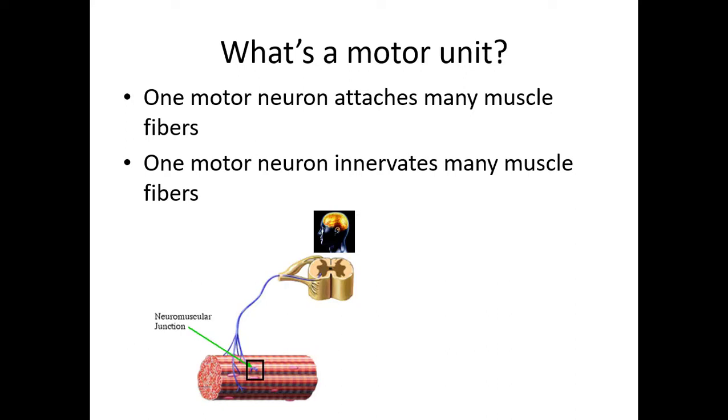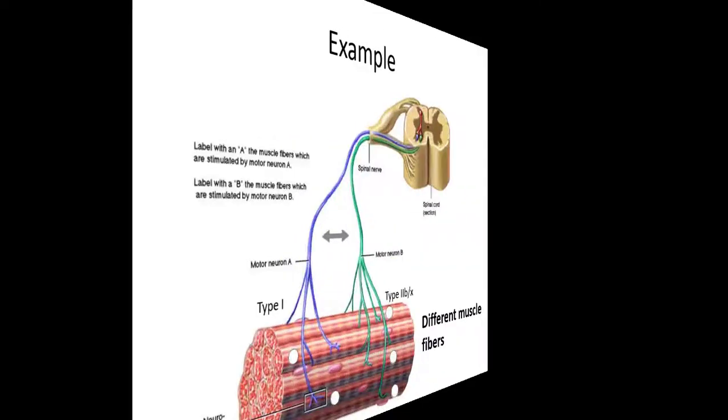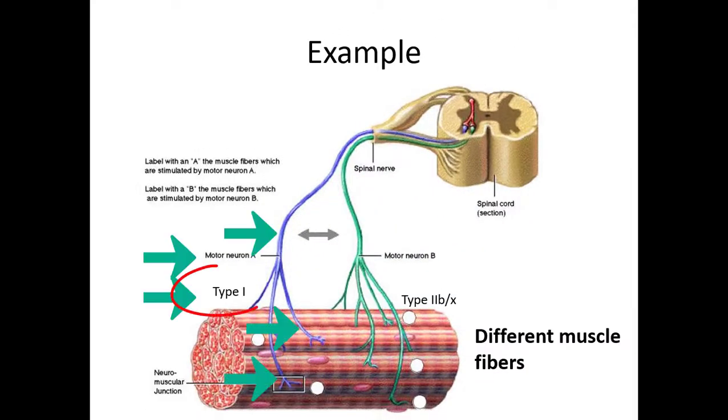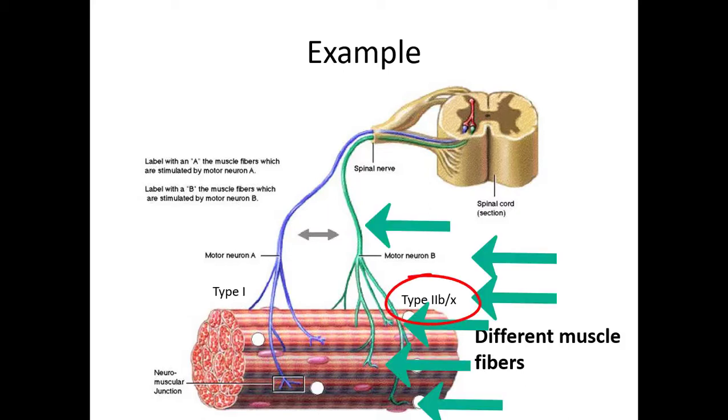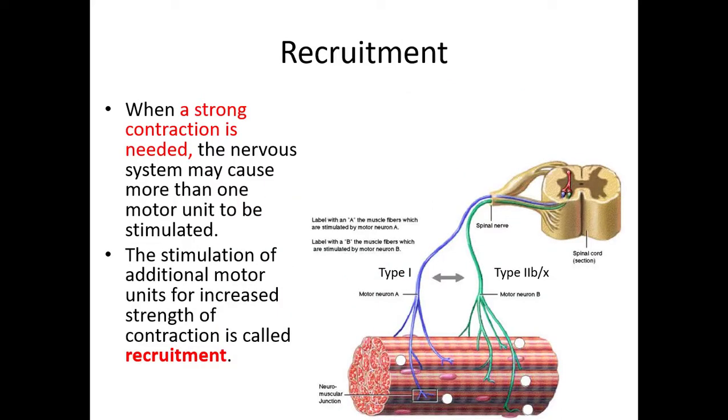One motor neuron innervates many muscle fibers. These muscle fibers, which are stimulated by motor neuron A, in this case a type 1 motor unit, and other muscle fibers, which are stimulated by motor neuron B, in this case a type 2BX motor unit. When a strong contraction is needed, the nervous system may cause more than one motor unit to be stimulated. The stimulation of additional motor units for increased strength of contraction is called recruitment.